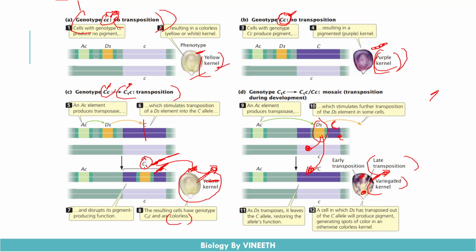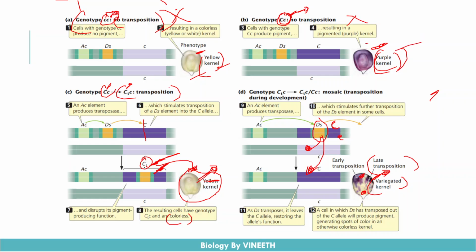Okay, that means some part of the seed will be in the purple color and some part of the seed will be in the yellow color or the transparent color. Okay, so this is about the Ac and Ds elements. Here in the first case transposition is not happening, and in the second case also transposition is not happening. Okay, and the heterozygous dominant condition is responsible for the production of purple color kernel.